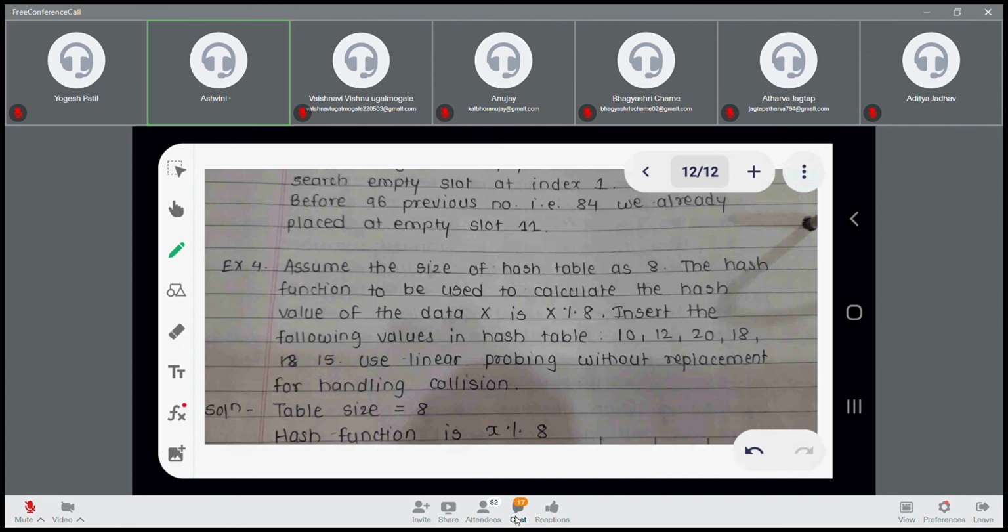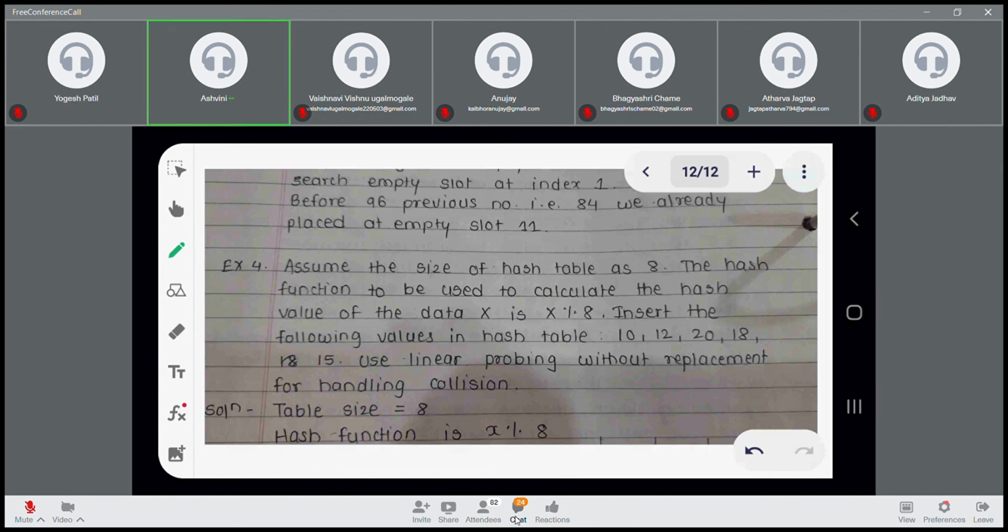Yes. Now the next number is 12. 12 mod 8, what is the value? 4. So place 12 at index 4. Next is 20. 20 mod 8, what is the value? Yes, the value is 4, but that 4 is not empty. That's why the next empty slot is 5. So place 20 at index 5.